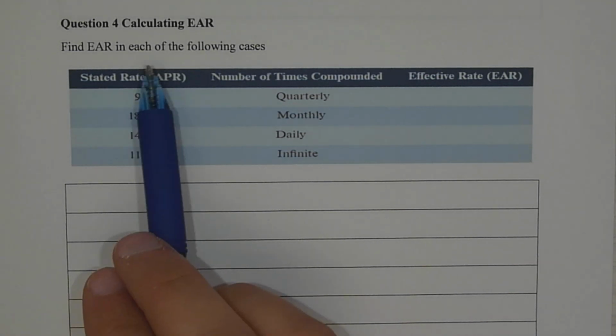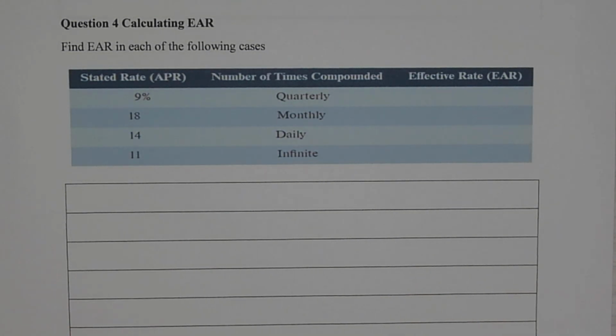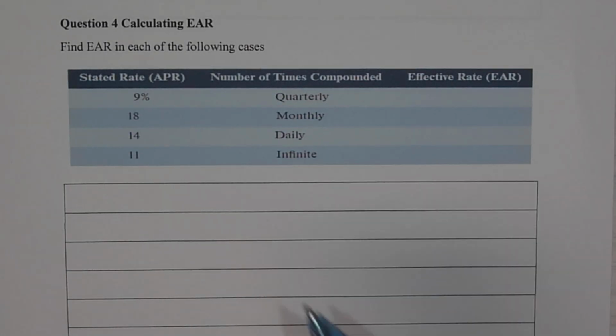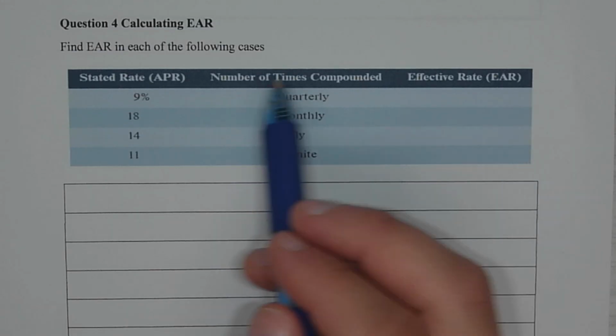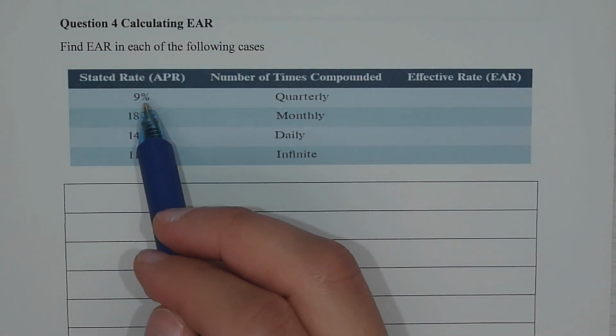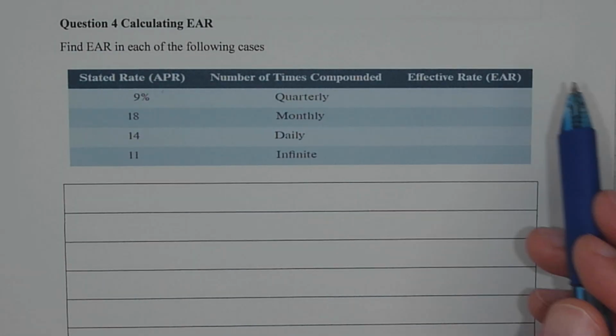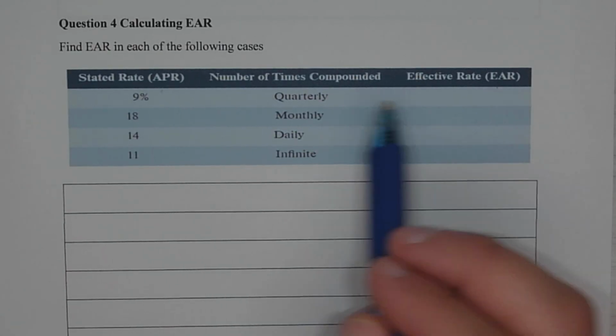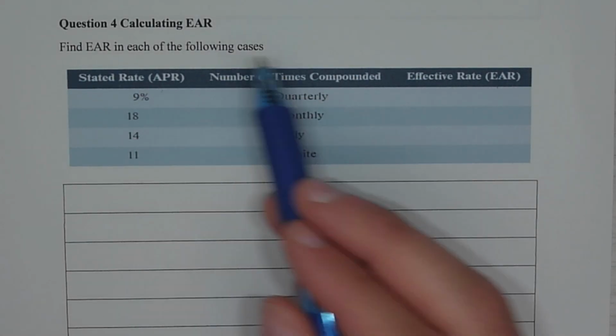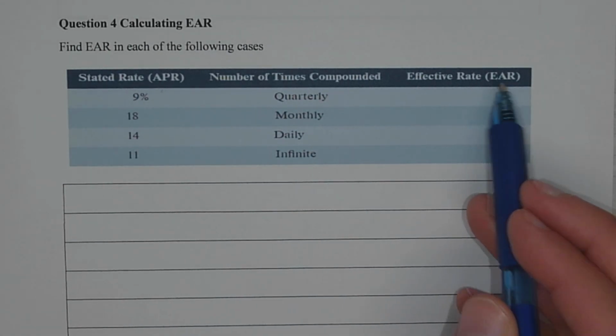So find the EAR in each of the following cases. There are two types of rates that you'll see. You'll see your APR, which is your annual percentage rate, and you'll see your EAR, which is your effective annual rate. Annual percentage rate, effective annual rate.